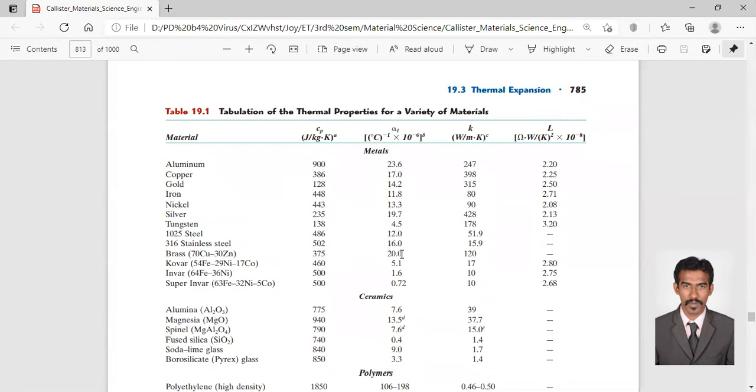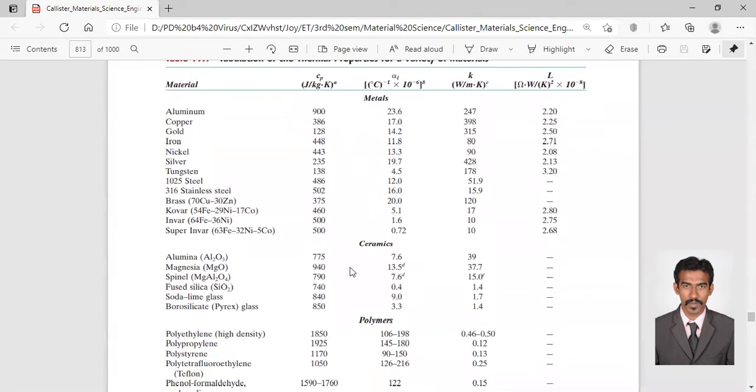All right. When you compare these metals with the ceramics and polymers, in ceramics you see the heat capacities are almost in the same range, right? 700, 900, 700, 700, 800, 800. So silica, spinel, magnesia, alumina, soda lime, borosilicate, while their thermal expansion coefficient is very low. Very low in the sense compared to these metals. So alumina is 7.6, magnesia 13, and 7.0, 9. All right.